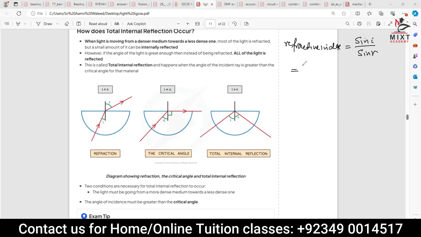Then you have another formula: speed of light in air, or sometimes we call it vacuum, because we believe the speeds are almost the same. There is only a small difference. Divided by speed of light in medium.